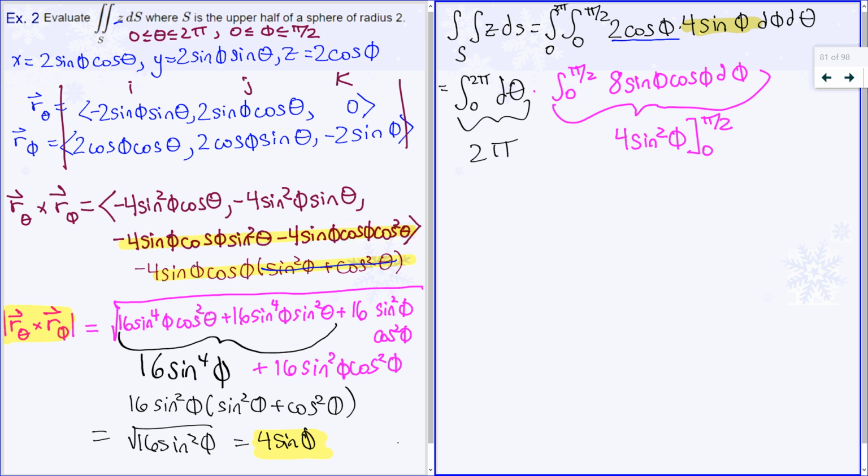So if we substitute pi halves in for that, the sine of pi halves is 1. So we just get 4 minus 0, which is 4. And those are being multiplied, so that's our 8 pi. Questions?